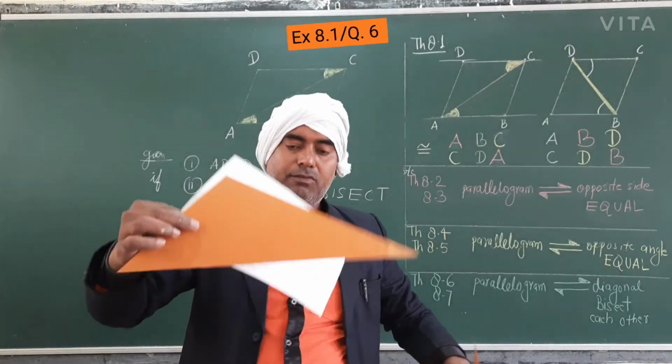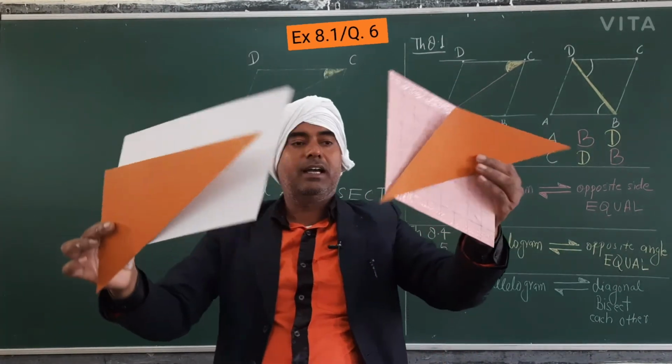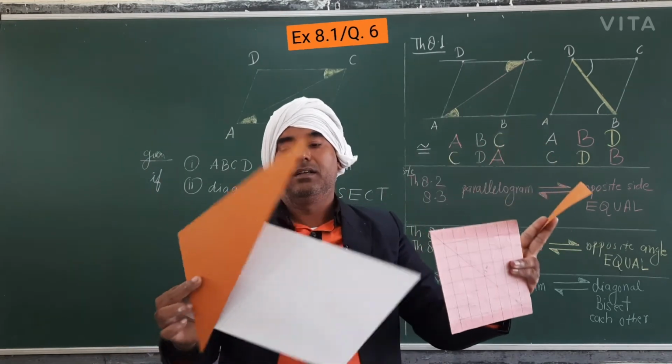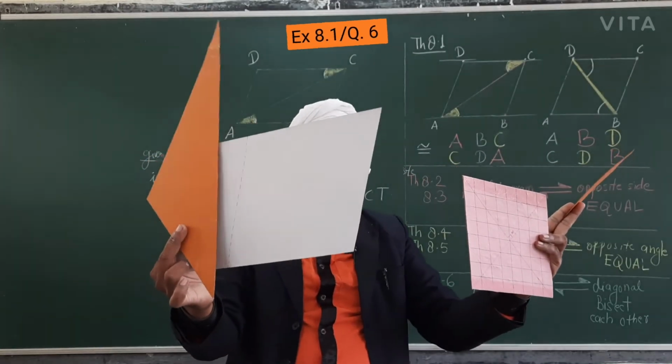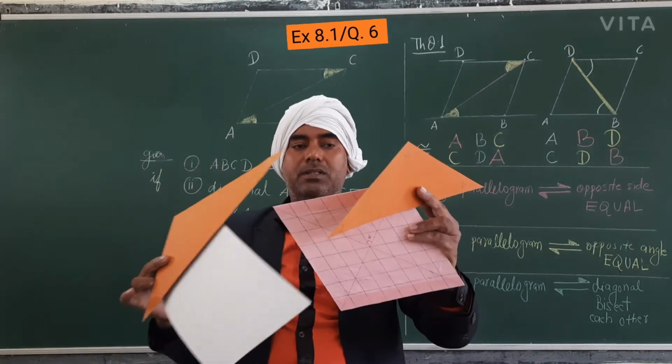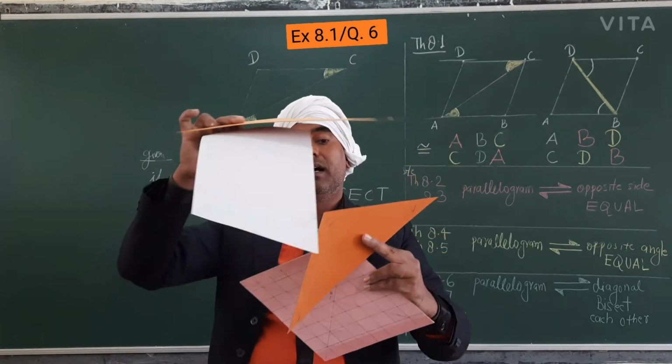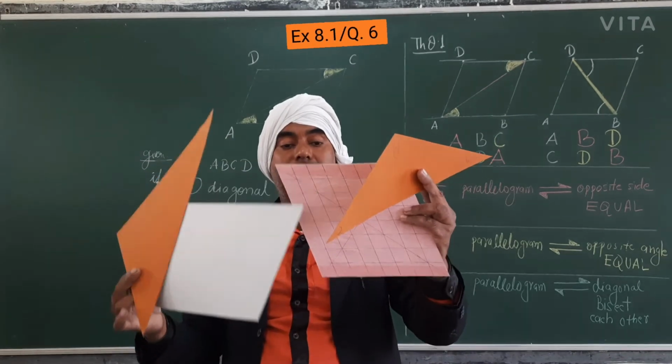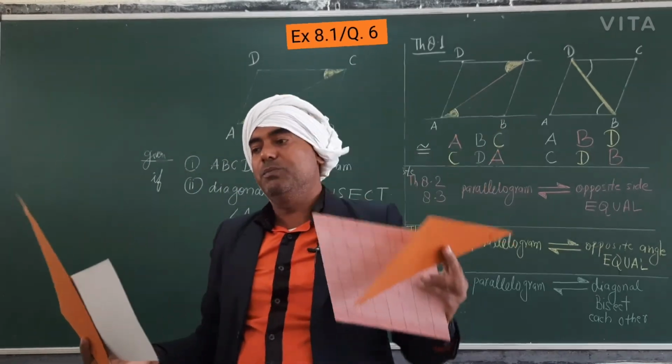Actually, for this it was two triangles. For this, I have a parallelogram and its half part. This is not a parallelogram, this is a rhombus. So the half part is an isosceles triangle because the angles are equal. This you have to prove.